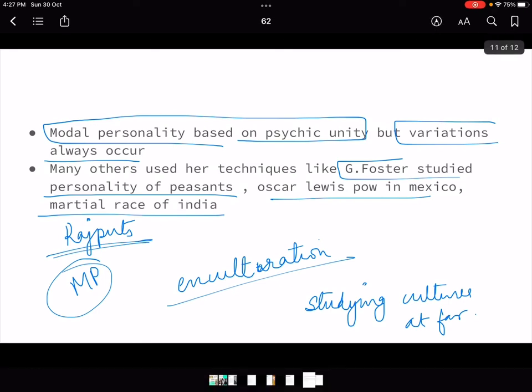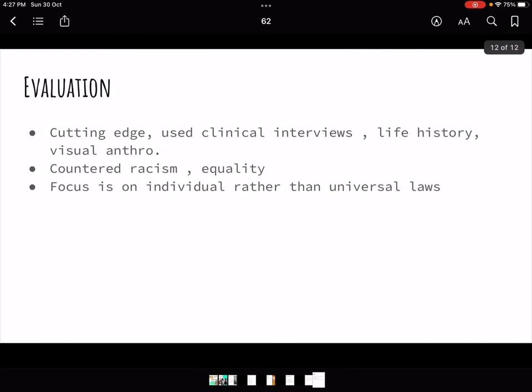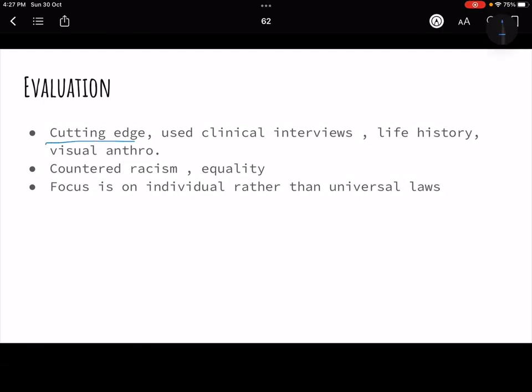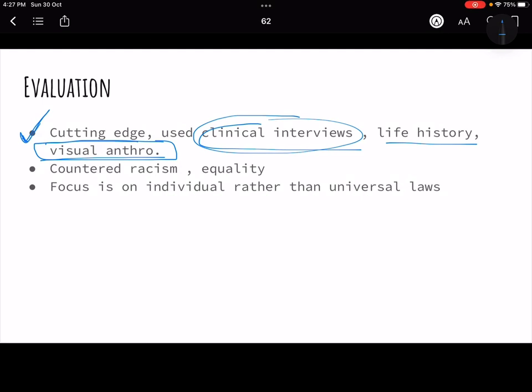And then the whole culture personality school adopted psychological principles with anthropology, which made it a lot more holistic. Then a new feminist perspective came in, that was also important, and they used certain cutting edge techniques like clinical interviews, life history, visual anthropology. Margaret Mead used visual anthropology, right? Clinical interviews, Cora Du Bois used. So methodologically also very superior, used certain new techniques, then countered racism and upheld equality principles, because, for example, Cora Du Bois said there is psychic unity but didn't disregard the individuality of people, right?